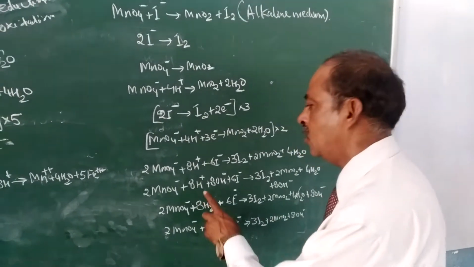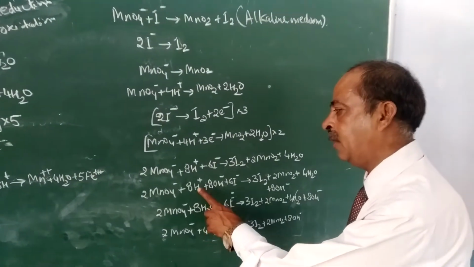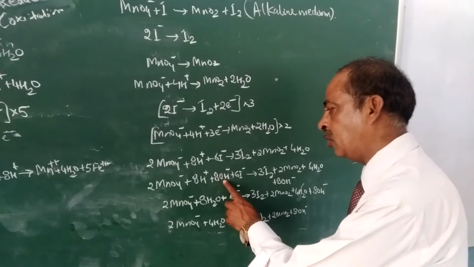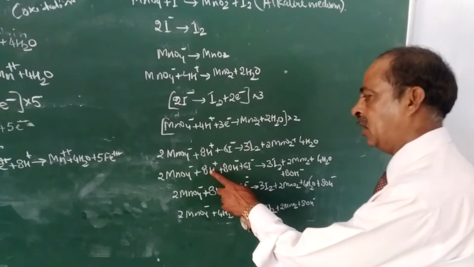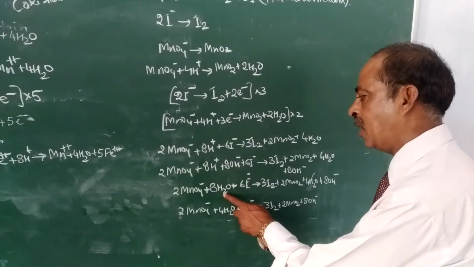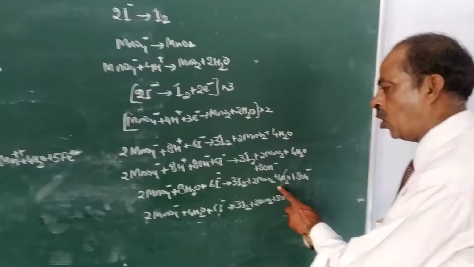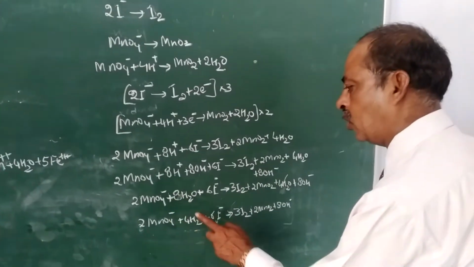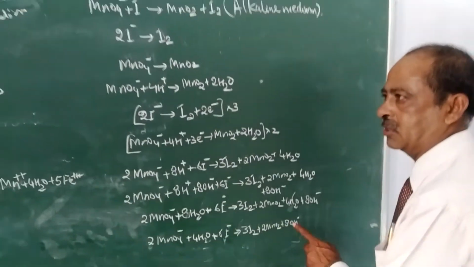So I told you, as many H plus as there will be, that many OH minus ions will be added. For 8H plus, I added 8 OH minus here and 8 OH minus here. 8H plus and 8 OH minus combined to form water. Now we have 4 water molecules here, and 4 water molecules cancel. Net water molecules left is 4, and the overall reaction comes out to be this.